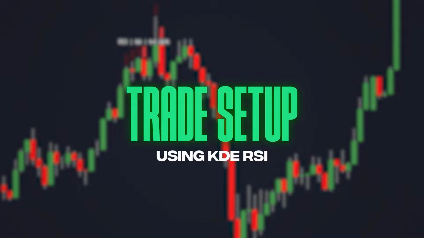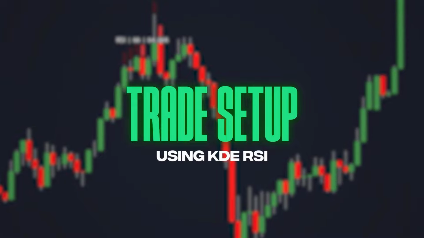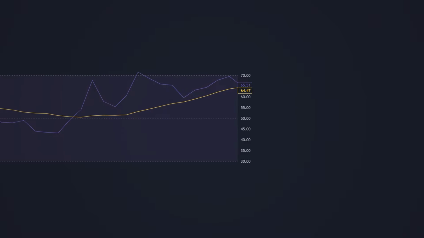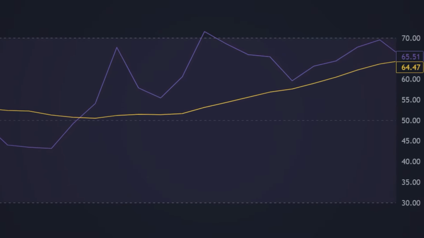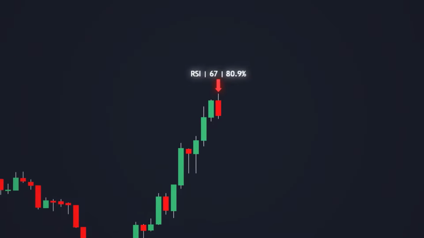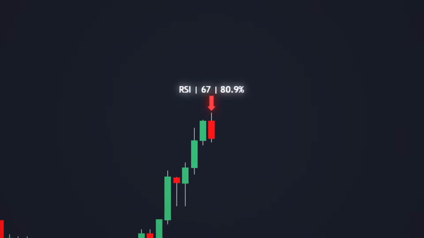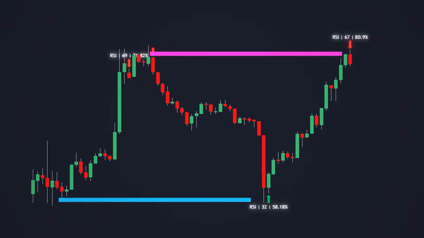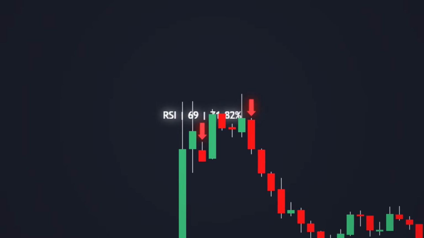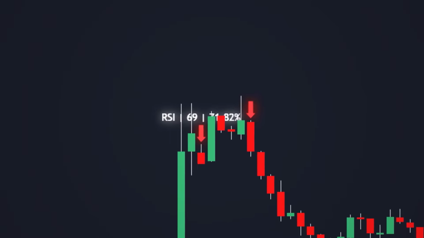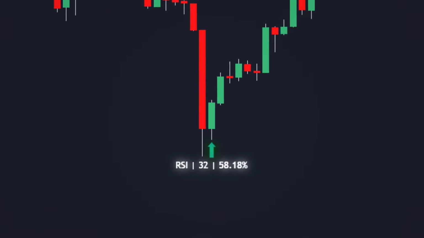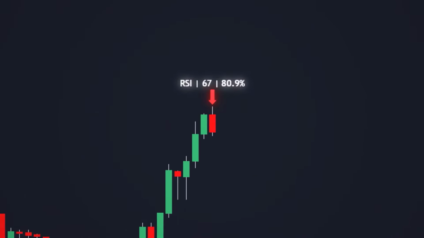Now let me walk you through a trade setup using the KDE RSI. We're looking at Euro USD on the 15-minute chart. Your RSI is chilling at like 65. Nothing too dramatic, just another slow bleed. But the KDE RSI, it flashes a red arrow with a KDE% of 80. Now here's the catch. It happened right after a liquidity sweep. You know that evil little wick that dips just above a swing high, triggers everyone's stop loss, then immediately pushes downwards? Yeah, that happened. And the bearish arrow popped right after that.